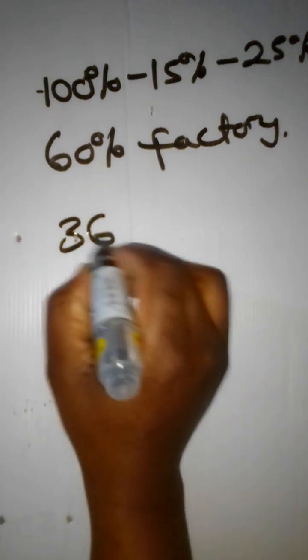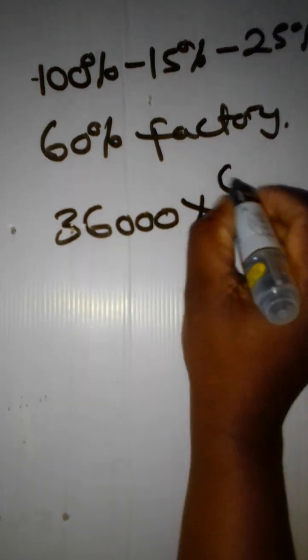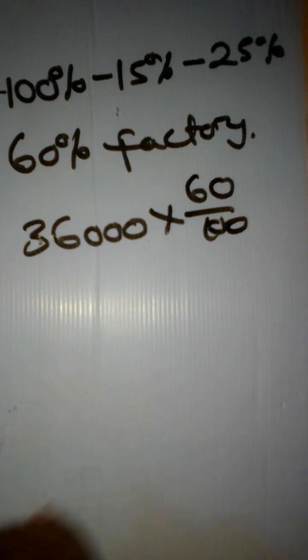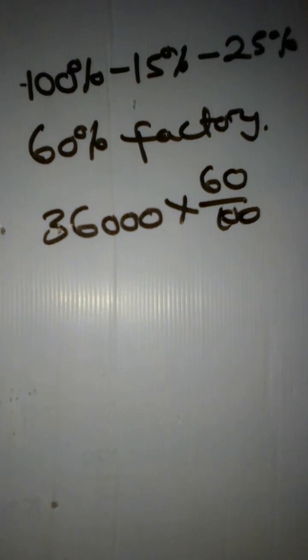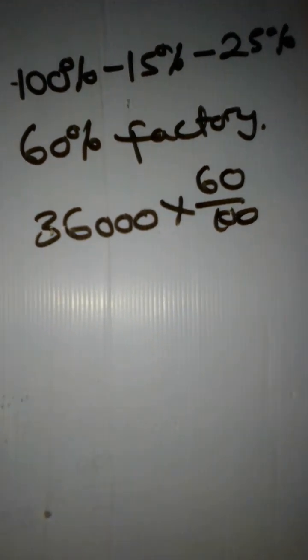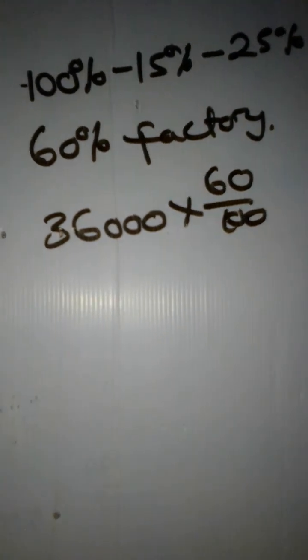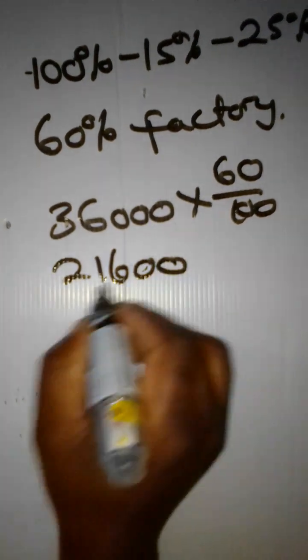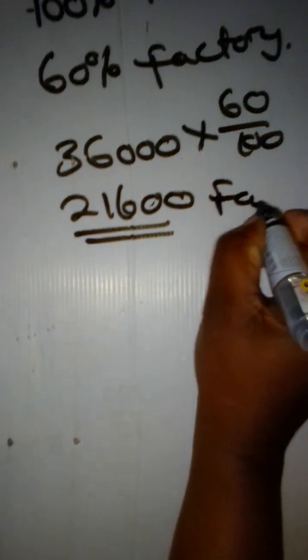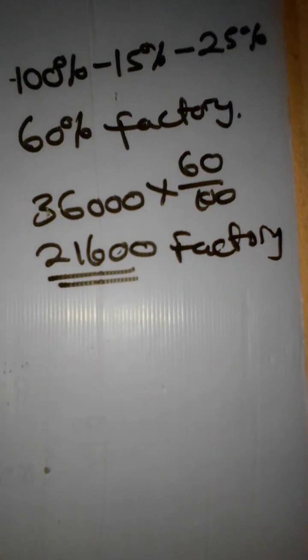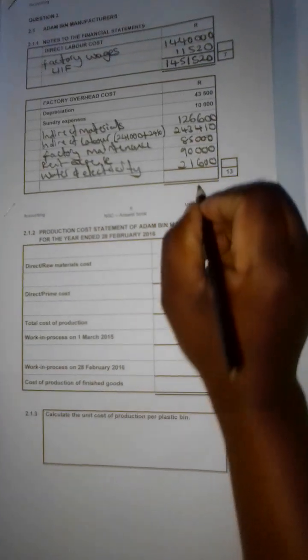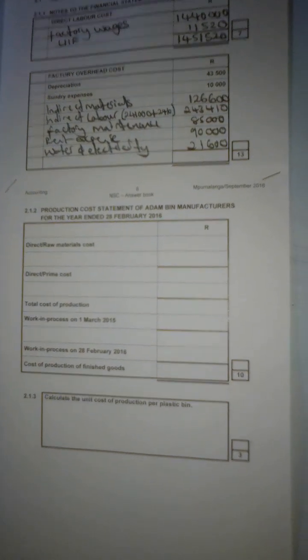The water and electricity that is given here is 36,000. So we say 36,000 multiplied by 60 over 100, which is the allocation for the factory. When we do that calculation, we are going to remain with 21,600. 21,600 is for the factory, so we record 21,600. That is all for the factory overheads.